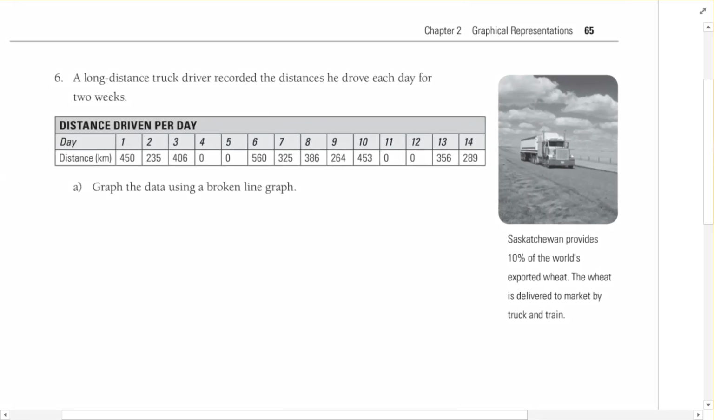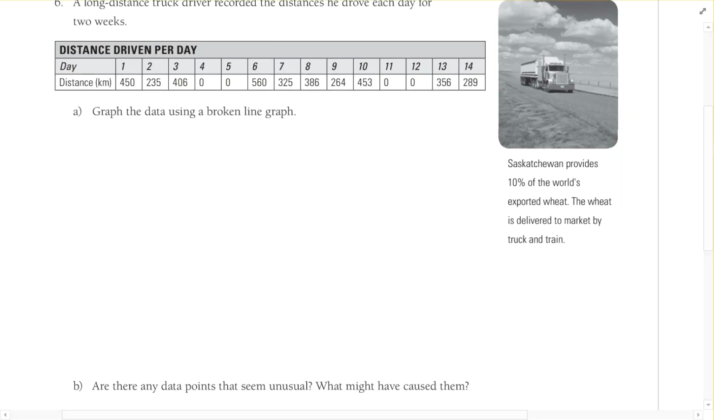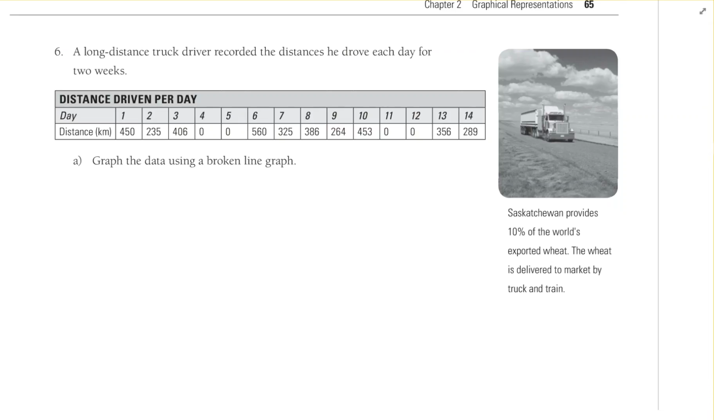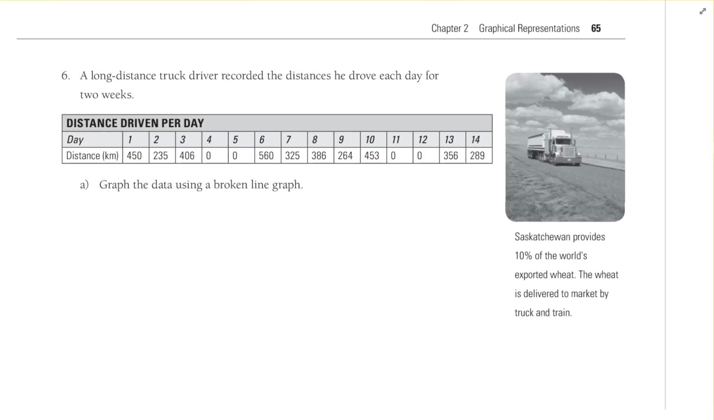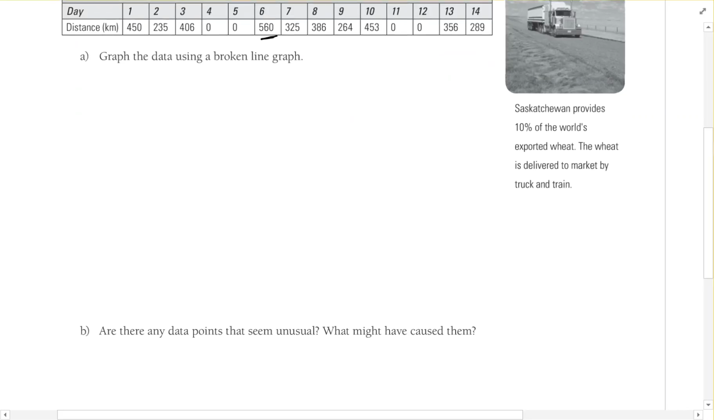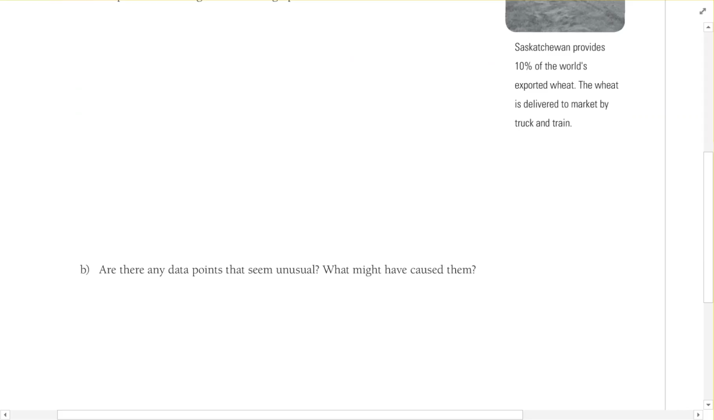Okay, 6. A long distance truck driver records the distance he drove each day for 2 weeks. All right, so again, you're going to have to make another graph of that. This one's not really that much tougher. I'd even do the same thing. I'd go up to like 600 maybe across the top because your biggest number is 560. So it's going to look really similar to the one you just did. So go ahead and do that again and then answer these questions.